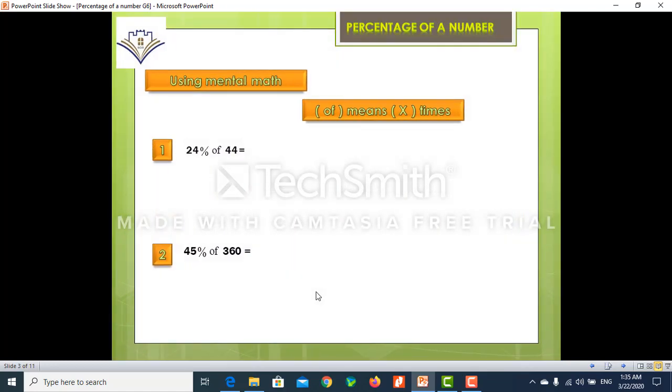Now look at the second question. I'll give you some questions using mental math. What about number one? 24% of 44. Is it easy to solve it mentally? I think it's not easy. Then you can estimate the answer. If it's difficult to answer mentally, you can estimate the answer.